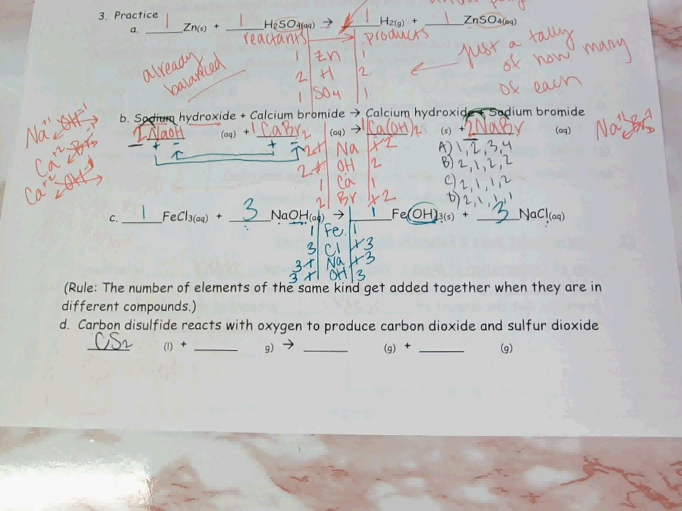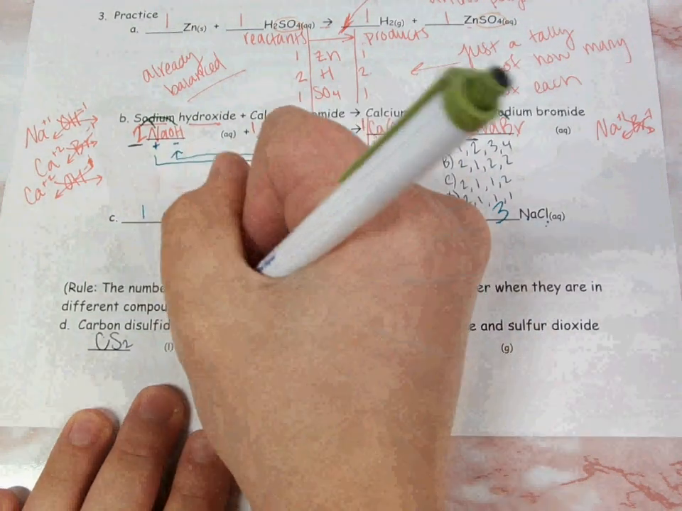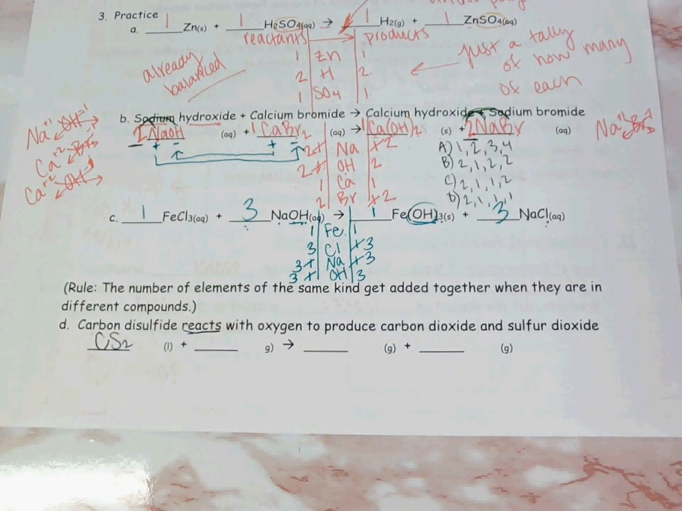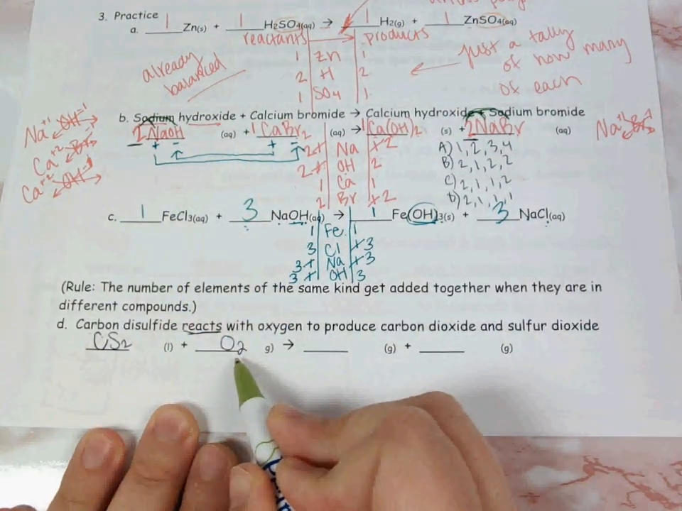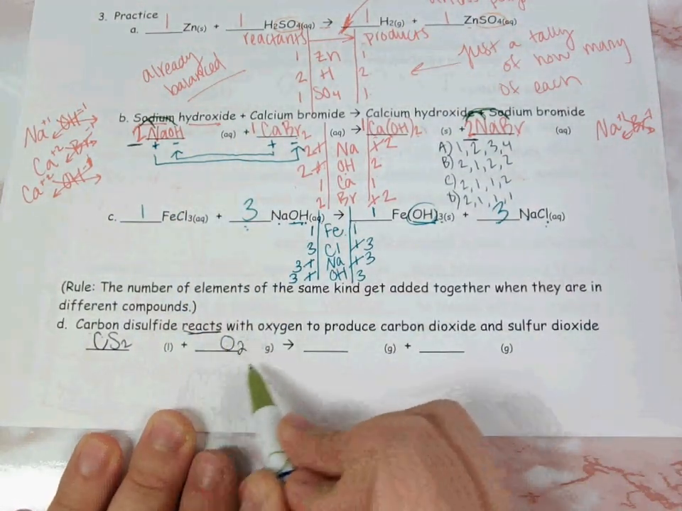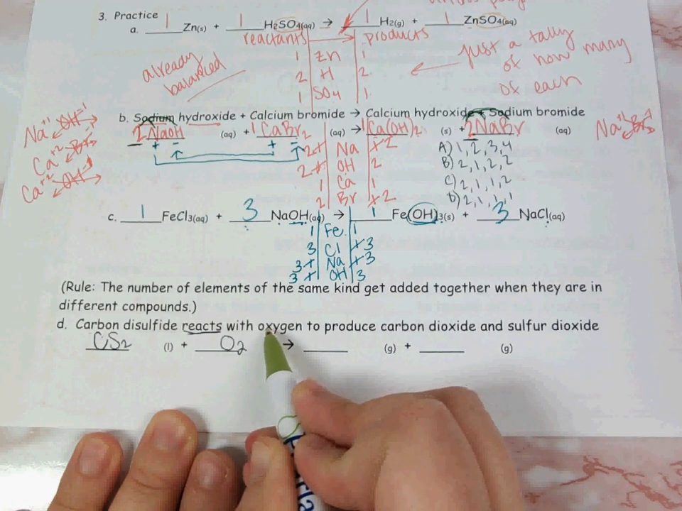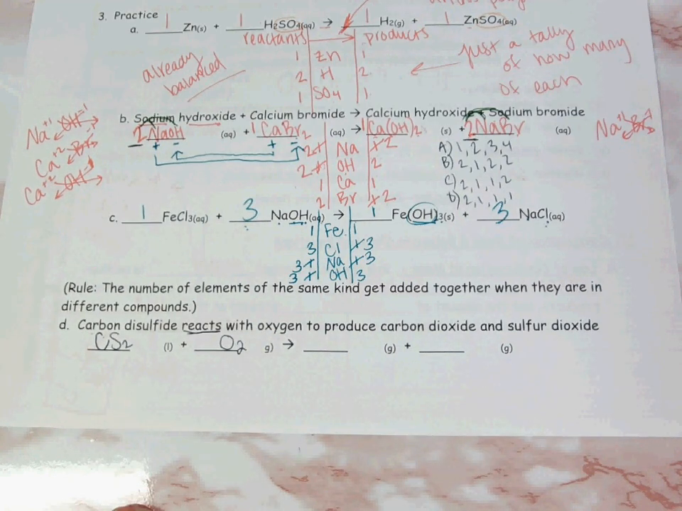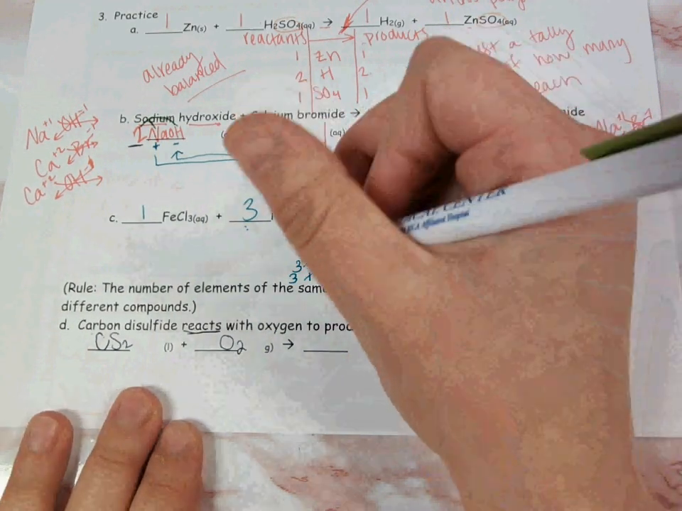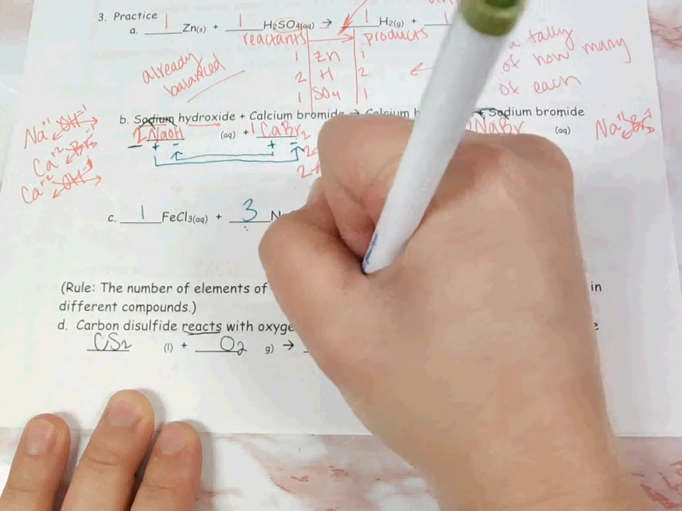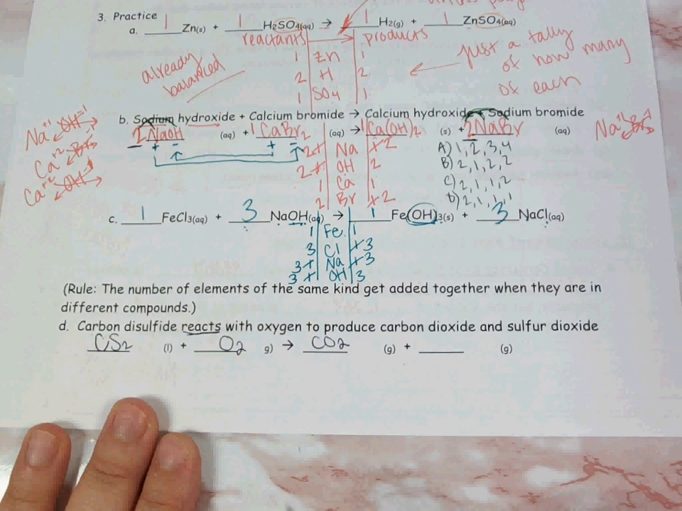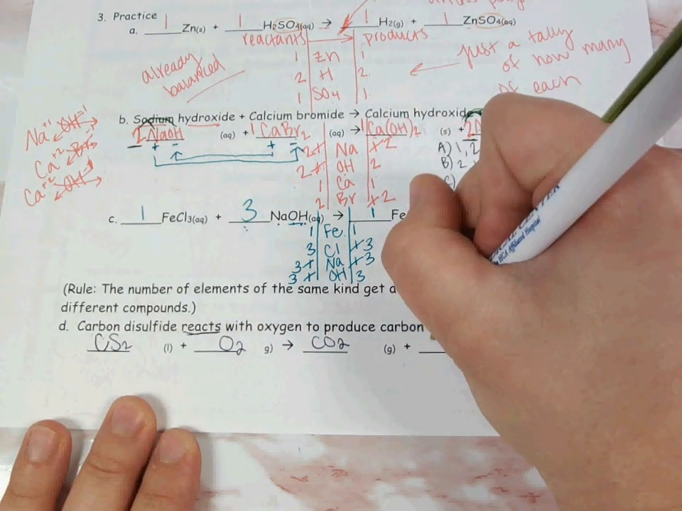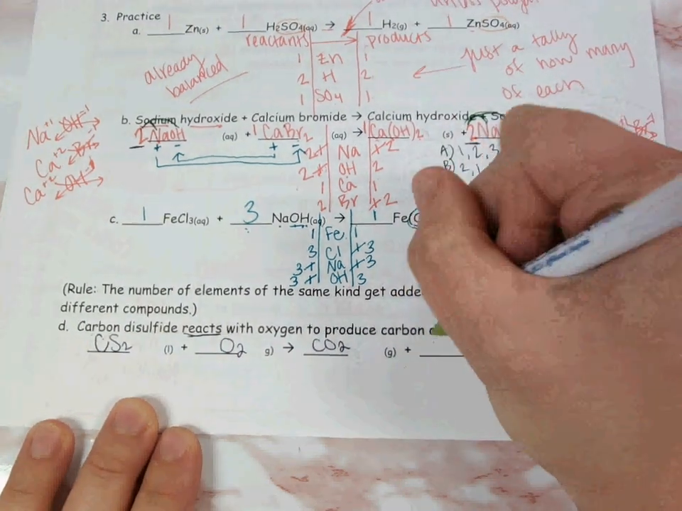And then it reacts with oxygen. So reacts with oxygen means it's being added to oxygen. It's not going to react if it's not added to it. So the formula for oxygen is O2, and we put the 2 on it because oxygen is diatomic. So here is where the fact that oxygen is diatomic matters. And then it produces carbon dioxide, so CO2, plus sulfur dioxide, which is, yes, SO2.